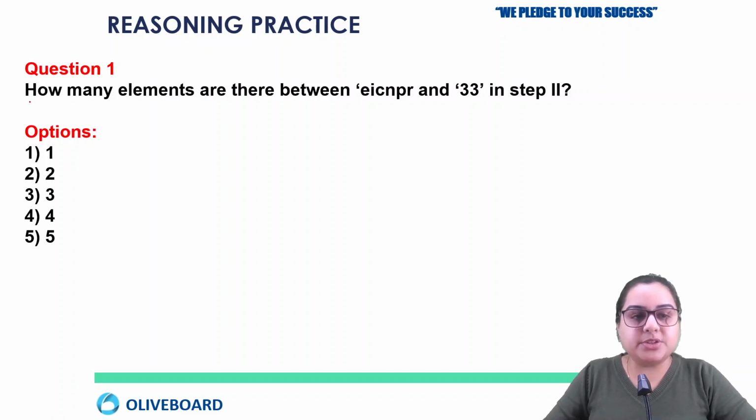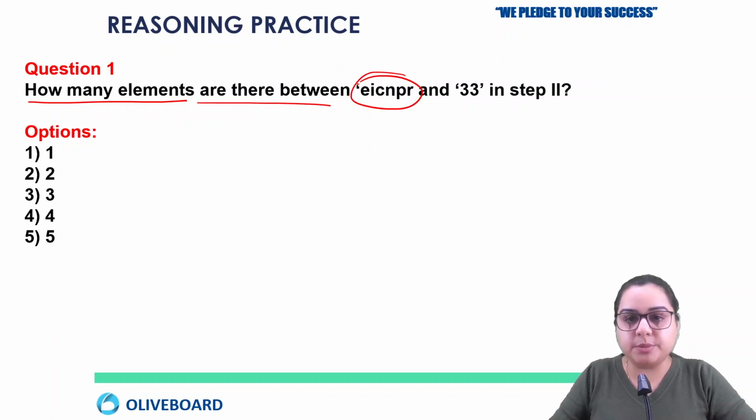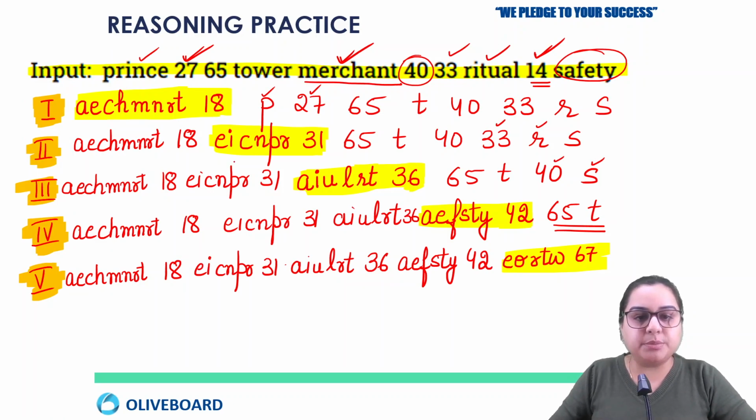Now the first question is: how many elements are there between E, I, C, P, R, meaning the word prince, and 33 in step number 2? So let's check here in step number 2. Here I have this.